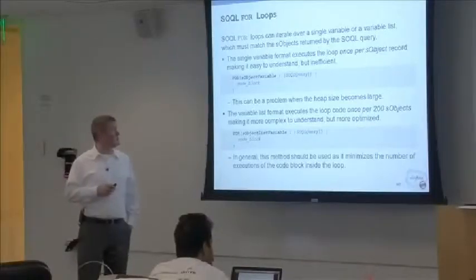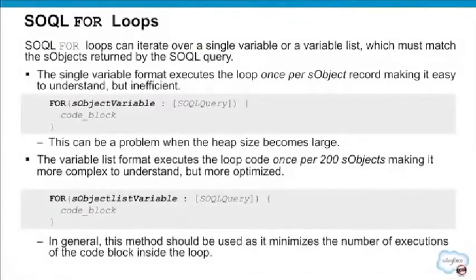So there's a special type of for loop that involves SOQL queries. And what this does is, when we have a SOQL query as the list that we are operating on, this will fetch the results and then provide you those results, in this case with the single variable, one at a time. Okay?